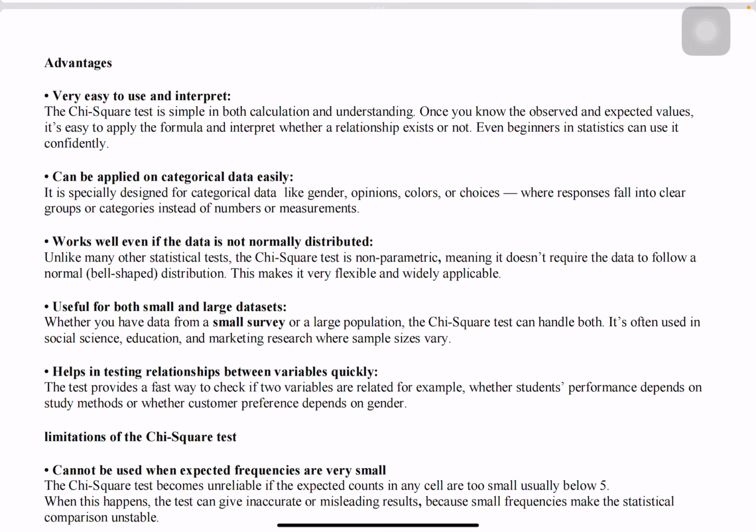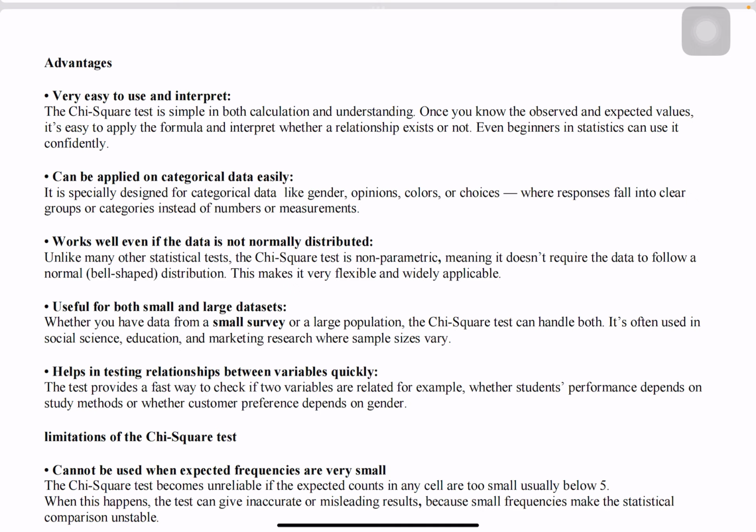Can be applied on categorical data easily. It is specially designed for categorical data like gender, opinion, color, or choices, where responses fall into clear groups or categories instead of numbers or measurements.